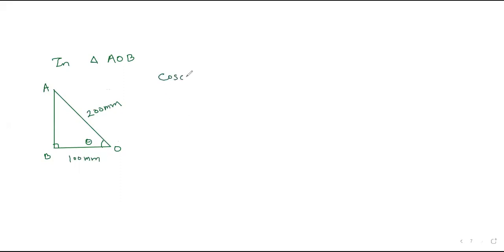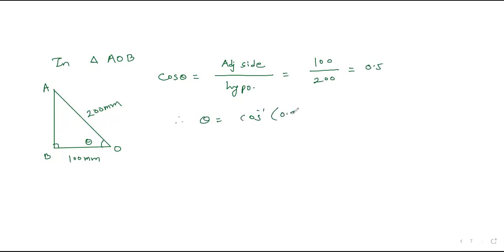If I use cos of theta, then what is the formula? Cos theta is equal to adjacent side upon hypotenuse. So adjacent side is 100 divided by hypotenuse is 200, which is equal to 0.5. So cos of theta is 0.5. Therefore theta is equal to cos inverse 0.5. Now if you solve this, you will get this theta as 60 degree.